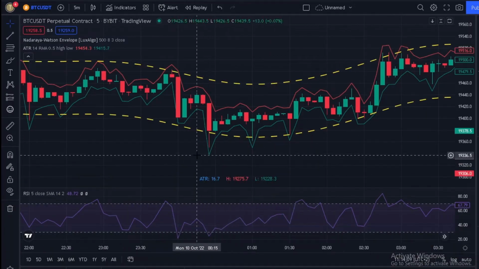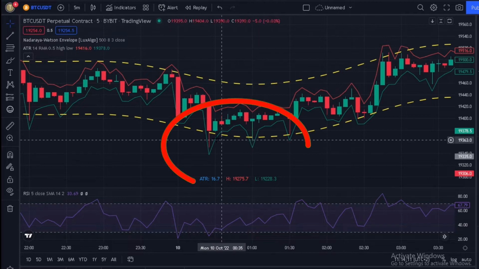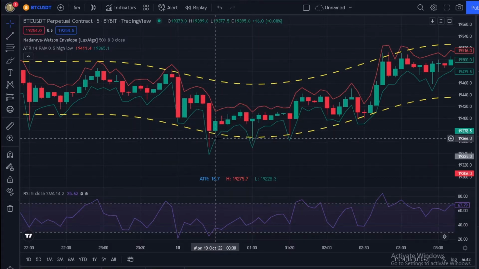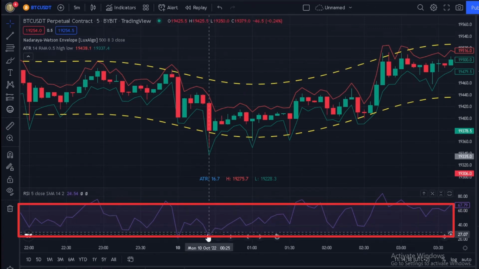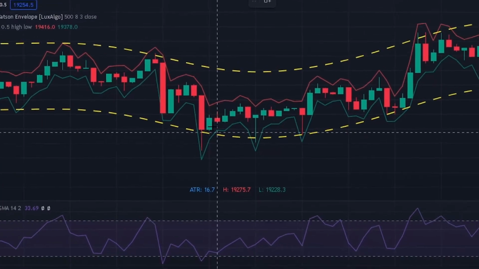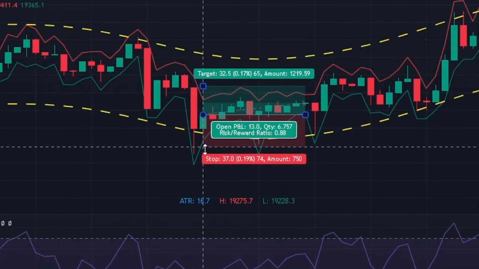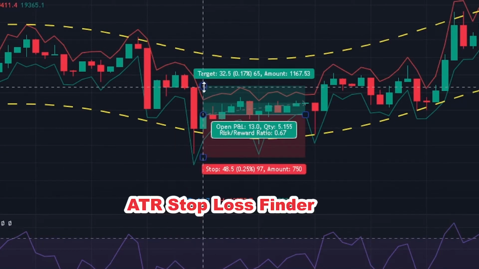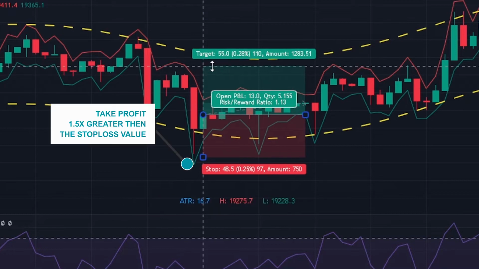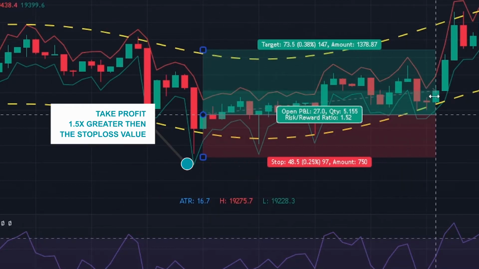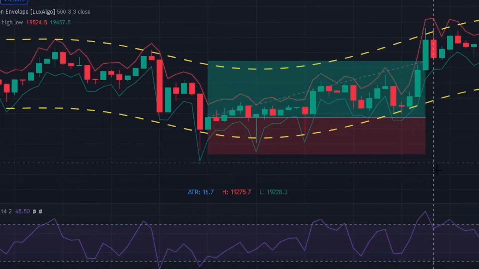Here's another example of a buy setup. As we can see here, the price is closing below the lower envelope. At the same time, RSI also gives us a confirmation, because as we can see, the RSI is below the lower band. So all of the conditions are met, and we will enter our position at the closing of the first green candle. We will put our stop loss at the ATR stop loss, and we will target 1.5 times our risk. And you can see we again closed our position in profit.